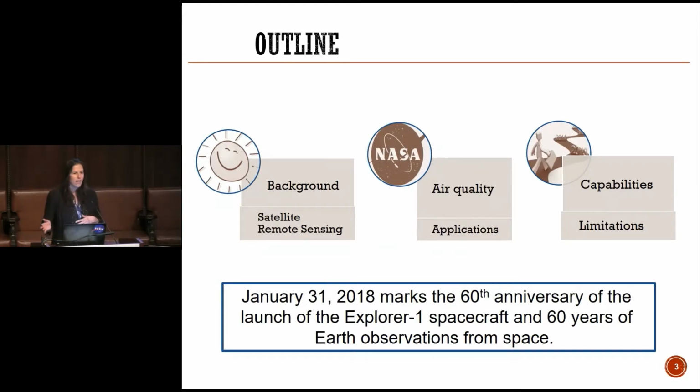Since my talk has a very different terminology than the previous ones, I'll give a short background about remote sensing and satellites. I'll focus on air quality applications and some others, and finish with a summary of the capabilities and limitations of using satellite data for health studies.